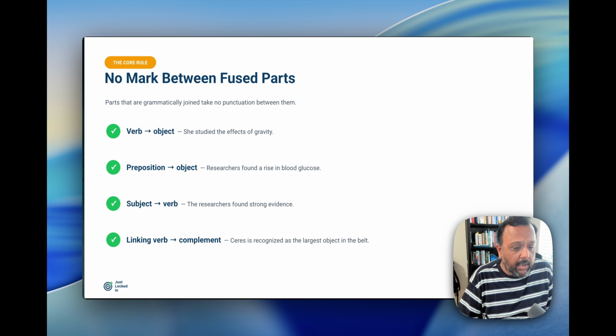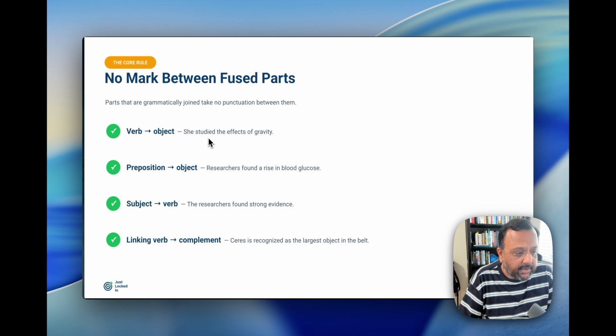Okay, so here are some examples where you should not add commas or any type of punctuation. Okay, so one is between a verb and an object. Like for example, she studied what? Studied the effects of gravity, right? So don't say she studied, comma, the effects of gravity, or she studied the effects of, comma, gravity, or something like that, right? I mean, all this is incorrect. Okay, so you shouldn't be doing any of this. Okay, so just, no punctuation. She studied the effects of gravity.